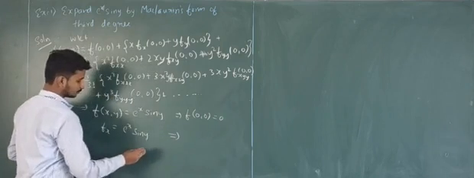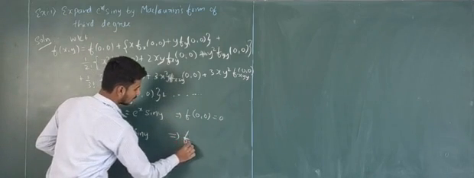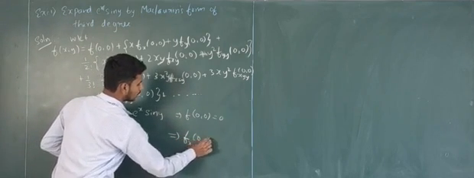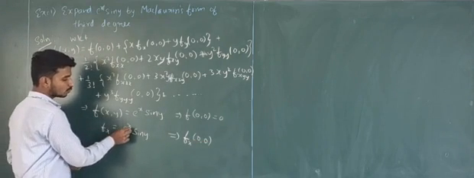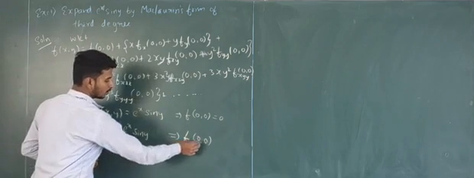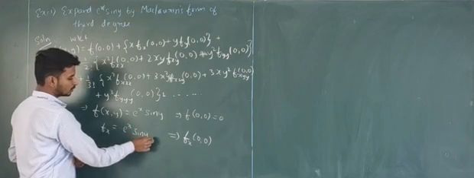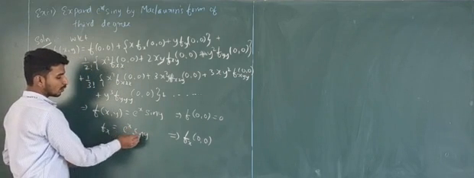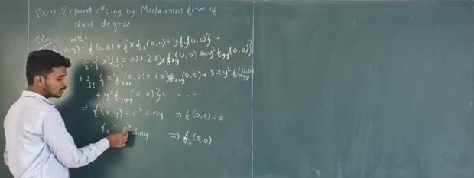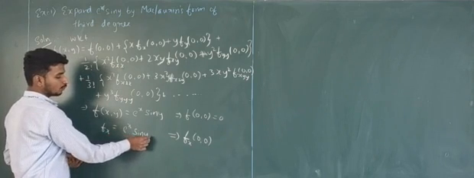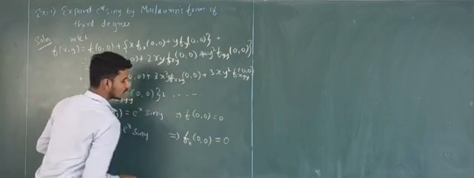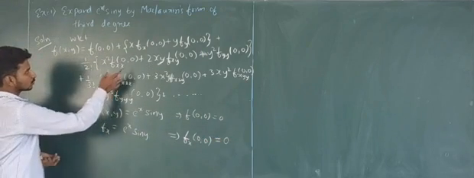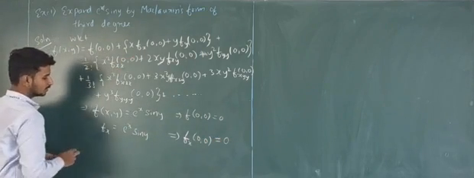So your function at (0, 0) means x is 0 and y is 0. If x is 0, then e raised to 0 will be 1, and if y is 0, then sin 0 will be 0, so the function will be 0. So now this function will be 0.